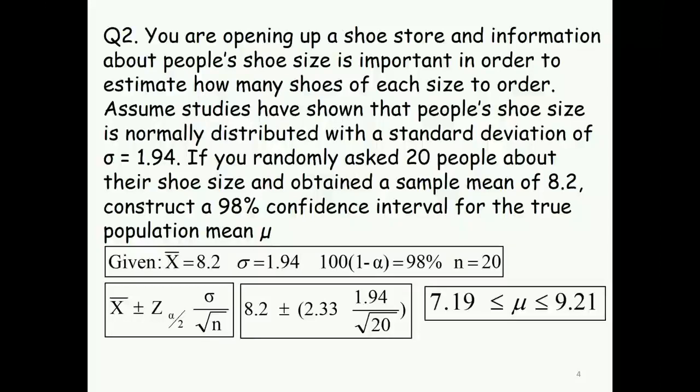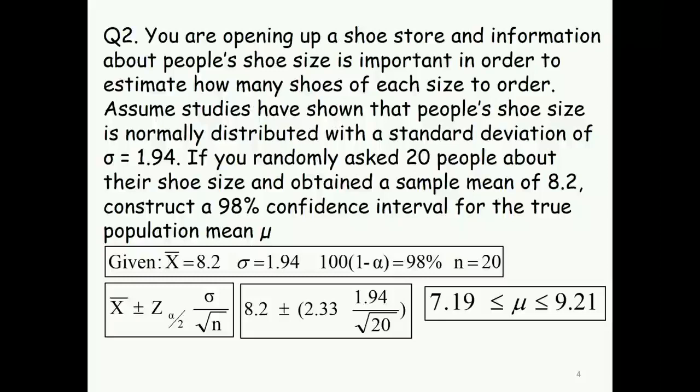So the population mean would be somewhere between this and this. So the shoe size that you need to order would be somewhere between these two numbers. Now, how could we find this 2.33? On the right-hand side, we have 1%. On the left-hand side, 1%. The easiest is to find on the left or on the right?